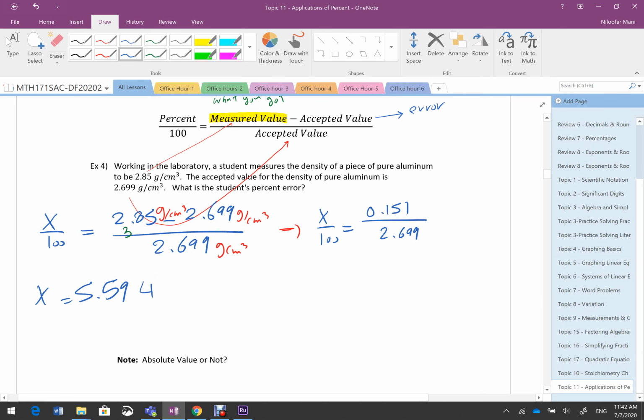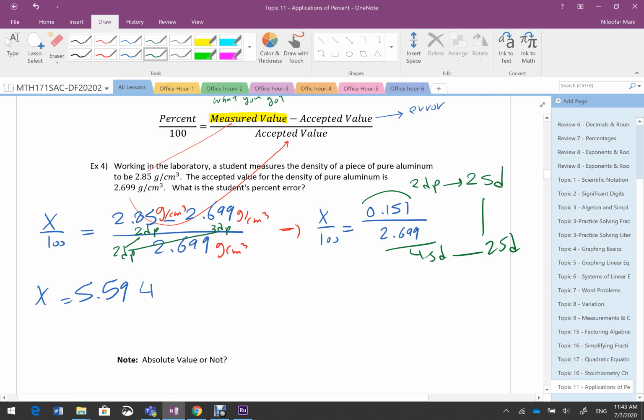Okay, so here I have 2 decimal places, here I have 3 decimal places, so I have to round to 2 decimal places. When I say 2 decimal places, it means I have 2 significant digits. Here there are 4 significant digits, and I need 2 significant digits.